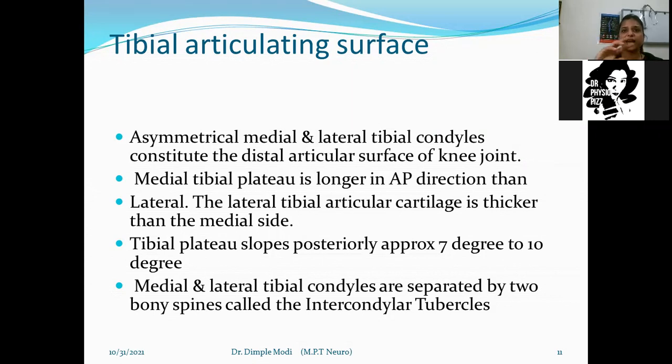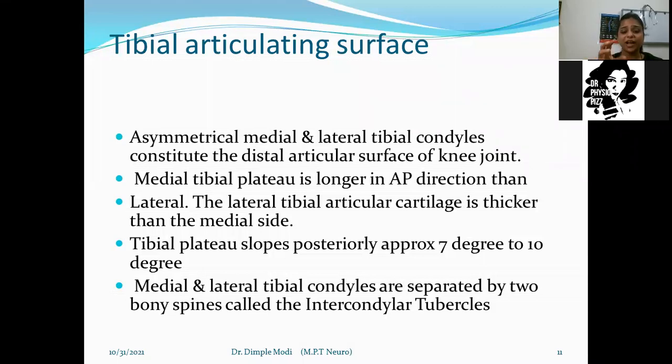The medial tibial condyle and the lateral tibial condyle are separated by the intercondylar tubercles. The first one we saw in the femur was the intercondylar notch, and in the tibia it is the intercondylar tubercles. During extension movement, the intercondylar tubercles lodge within the intercondylar notch, and it gets fixed. The tibial plateaus are flat with slight convexity, which suggests that the tibial plateau does not match the femoral condyle. So there is a little irregularity between the tibial condyles and the femoral condyles.